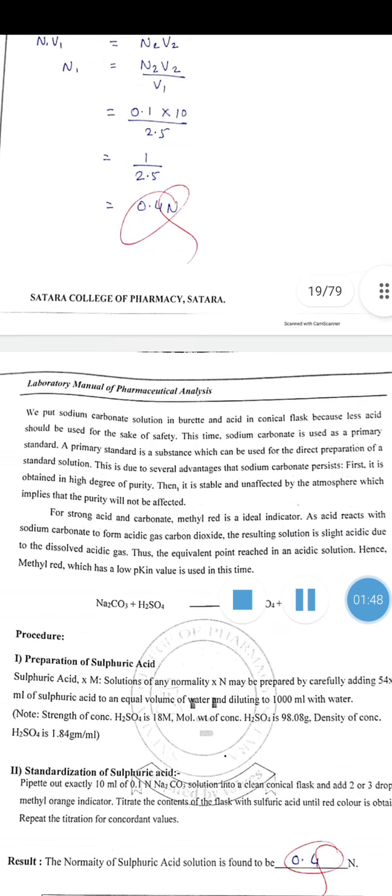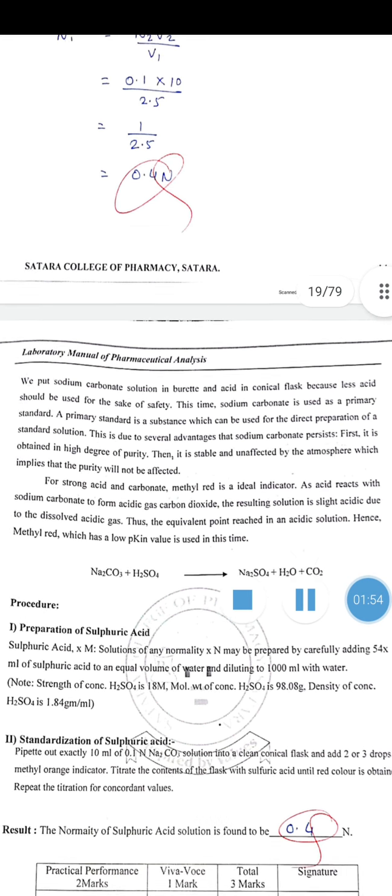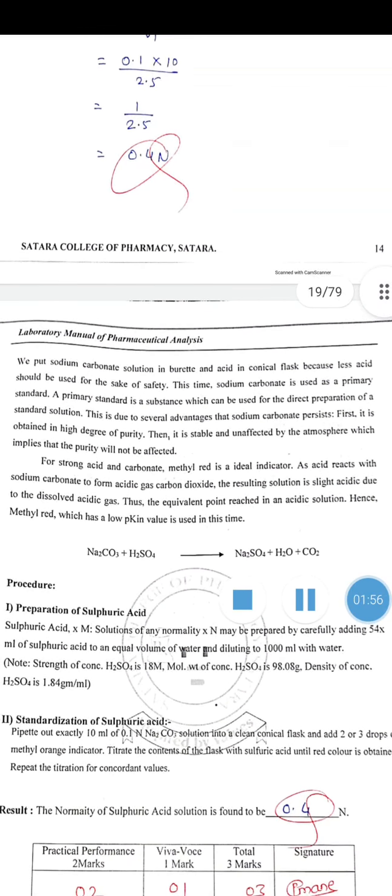Then we put sodium carbonate solution in the burette and acid in the conical flask because less acid should be used for the sake of safety. This time sodium carbonate is used as a primary standard, and a primary standard is a substance which can be used for the direct preparation of a standard solution. This is due to several advantages that sodium carbonate possesses. First, it is obtained in a high degree of purity. Then it is stable and unaffected by the atmosphere, which implies that the purity will not be affected.